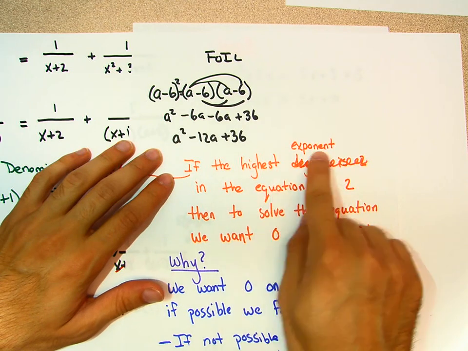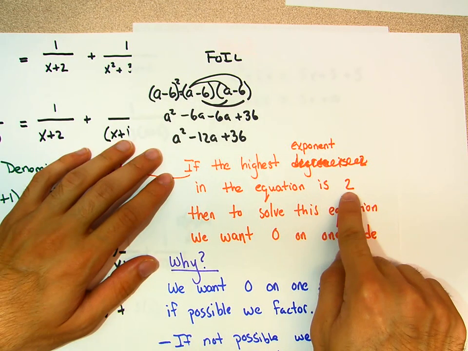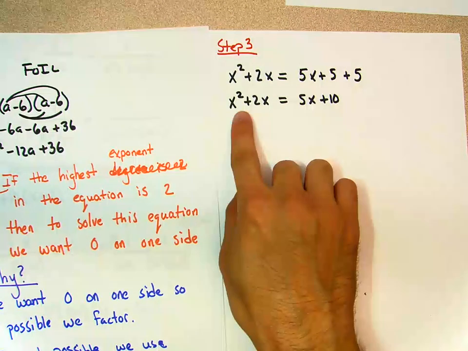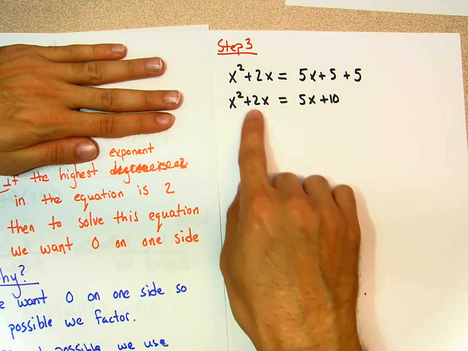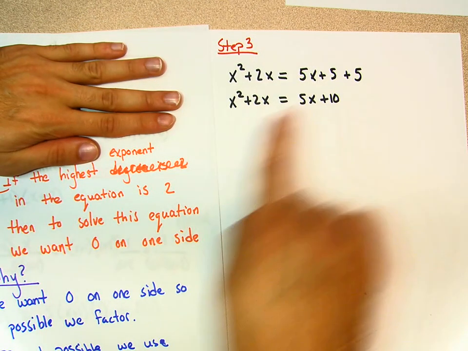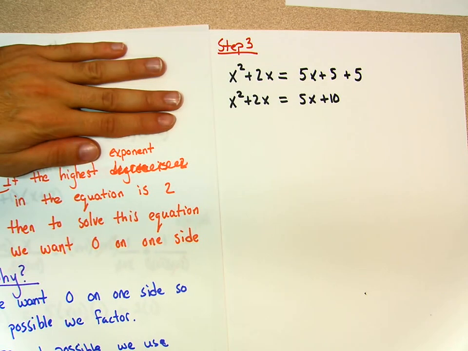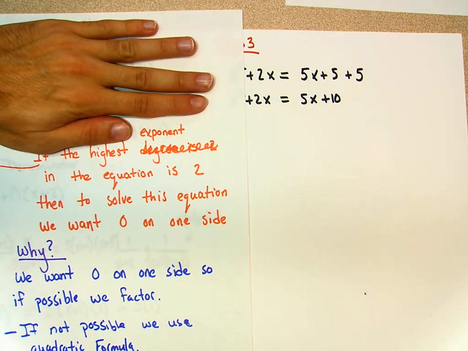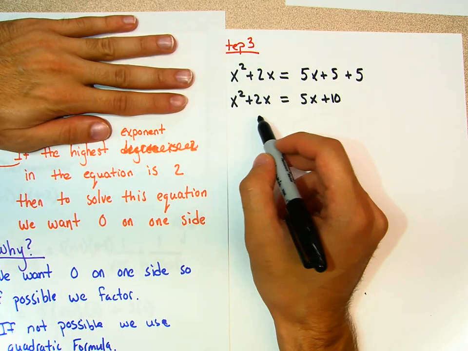If the highest exponent in the equation is 2, right? Here, if we look here, our highest exponent is a 2. Then to solve this equation, we want 0 on one side, okay? Why do you want 0 on one side? We'll find out. So let's get 0 on one side over here, right?